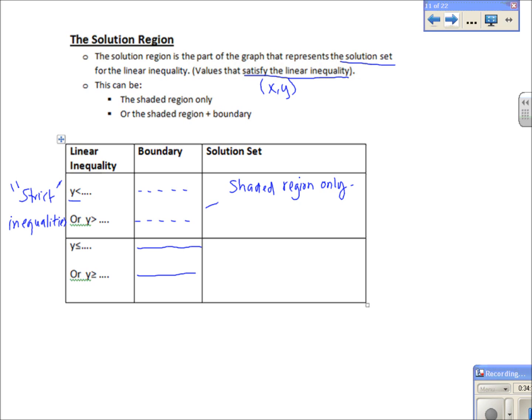Let's write that down. The solution set cannot include the boundary line. However, if we have a solid line, which means that our inequalities are not strict inequalities, there's a possibility of y being equal to the value on the right-hand side. Then the solution set will include the boundary and the shaded region.